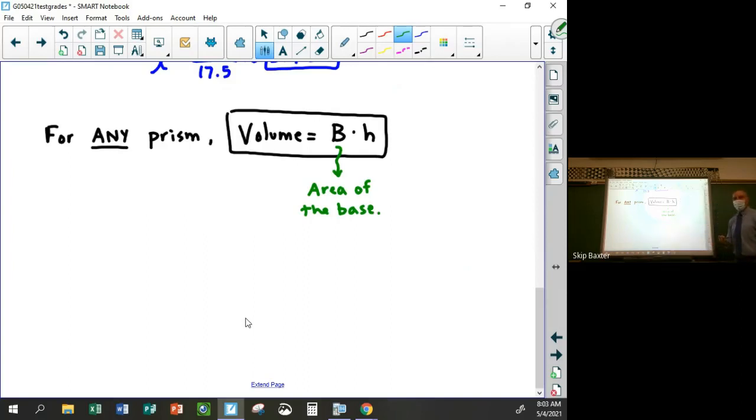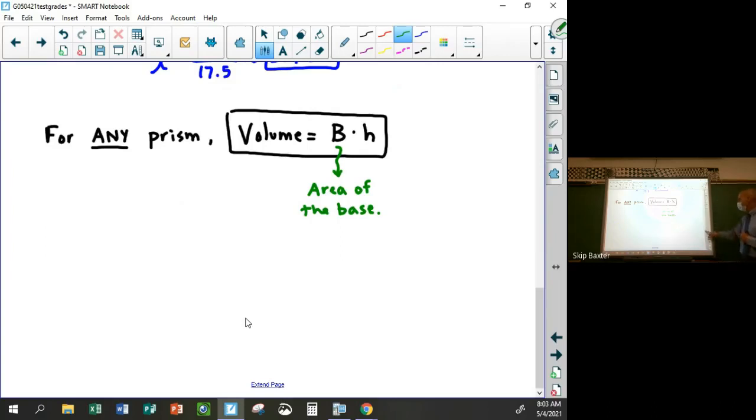And if you think about the rectangular prism volume formula, it follows this formula as well, right? Because length times width is actually the area of the base. If you take length times width, that's the area of the base, times the height, that's the same thing that we're doing here, okay?